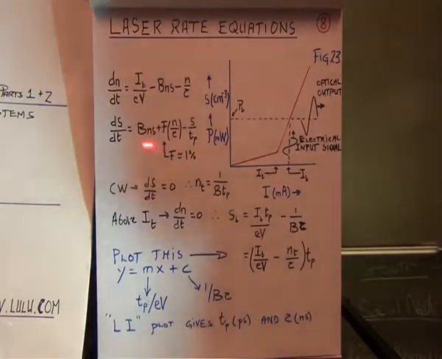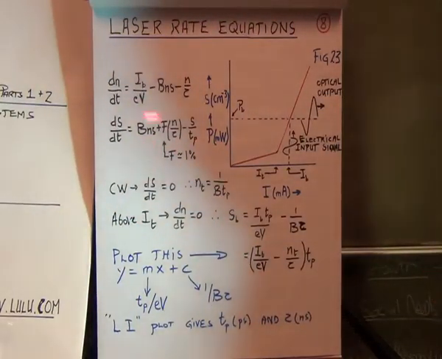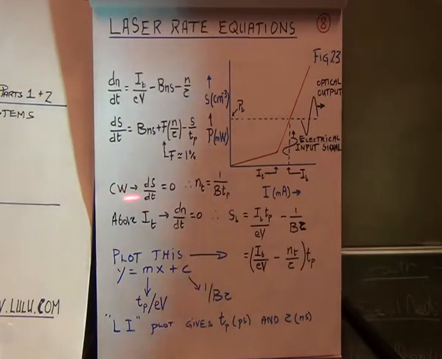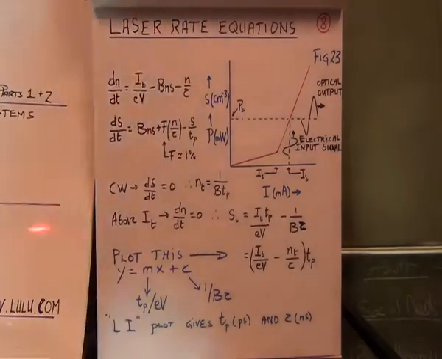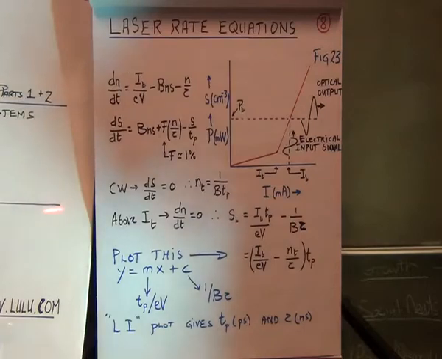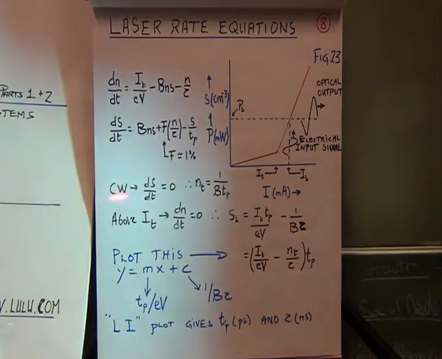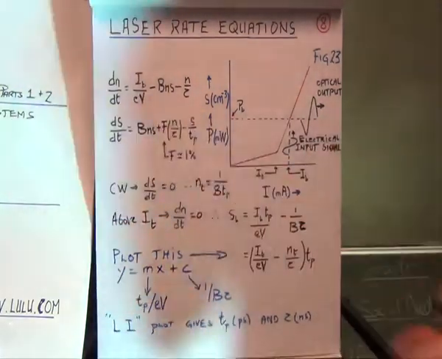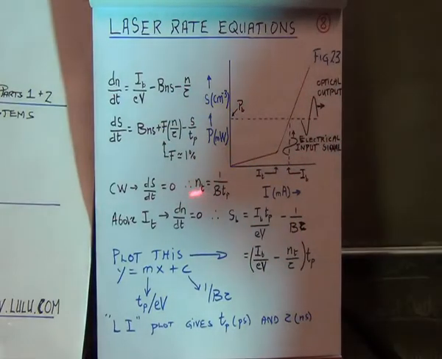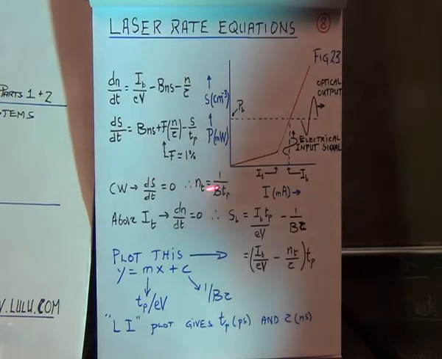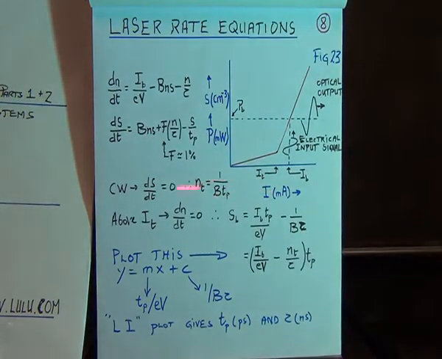My pointer laser here is said to be CW. It's obviously continuous wave. It's a DC light beam. If you have a CW light beam, dS/dt is 0. So that's the first condition. Just stick that into the S equation and you get the threshold current density. There it is. It's a very simple expression. N threshold is 1 over B times the photon lifetime.